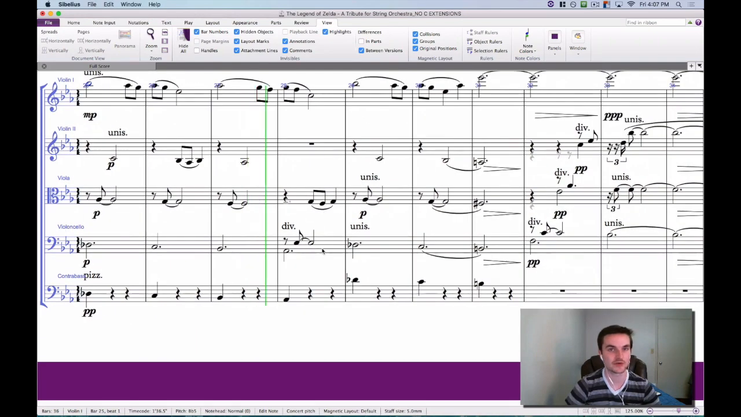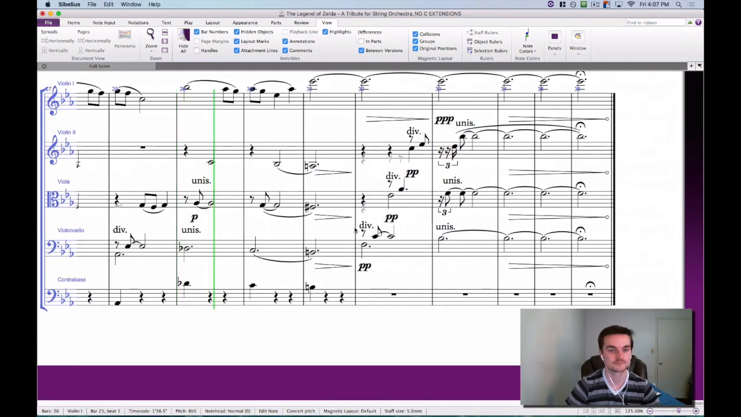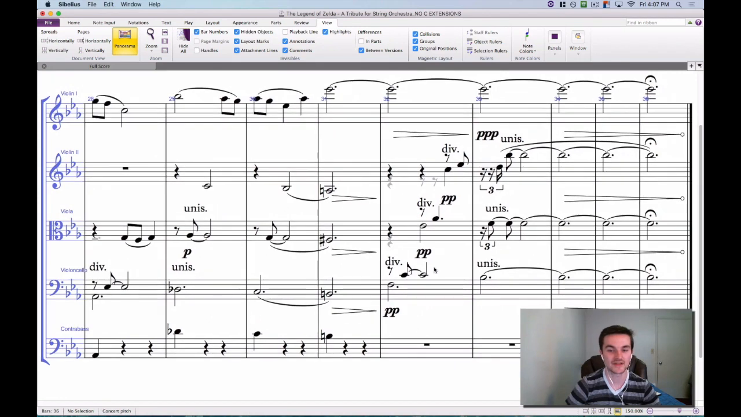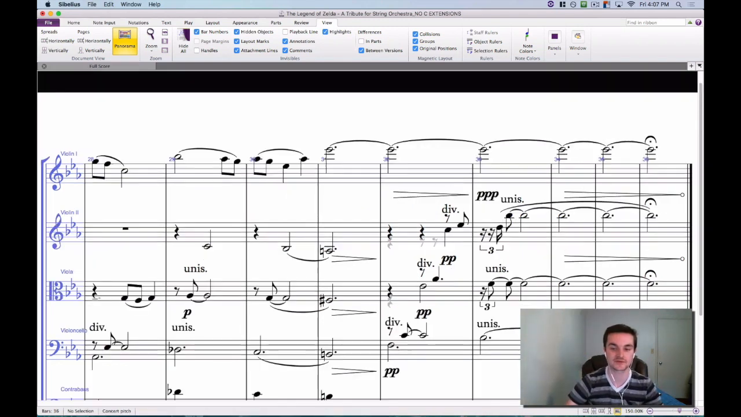And the reason I divided the cello here is because it was out of the range of the violas. And that's the little harp thing. Oh, sorry. That's the little turnaround that leads back to the original song.